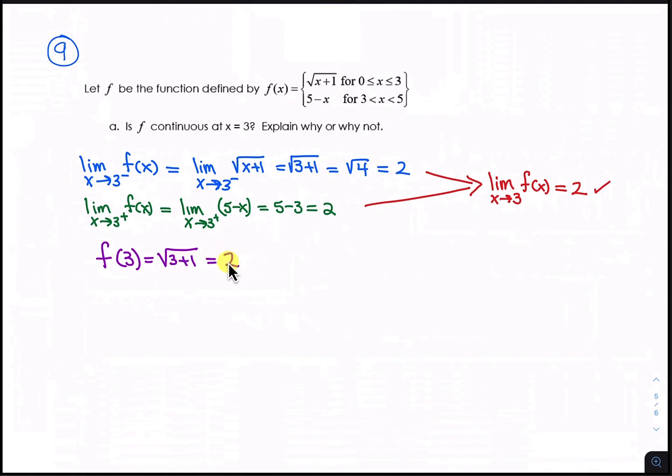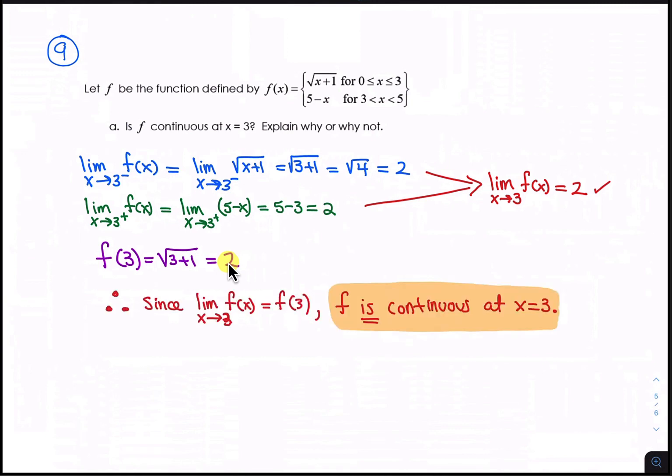Well, I believe we can say that it's continuous now, because the limit as x approaches 3 is 2, and f of 3, which is the y value, is also 2. So the limit is equal to the y value, and therefore f is continuous at x equals 3.